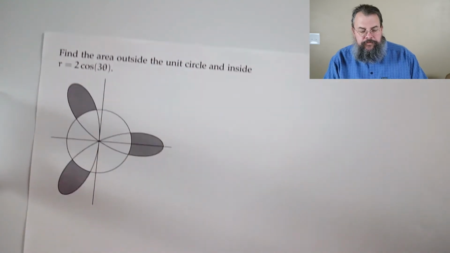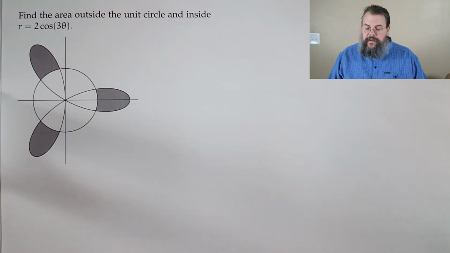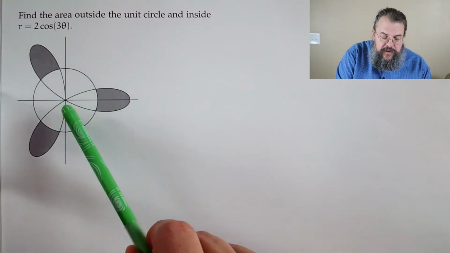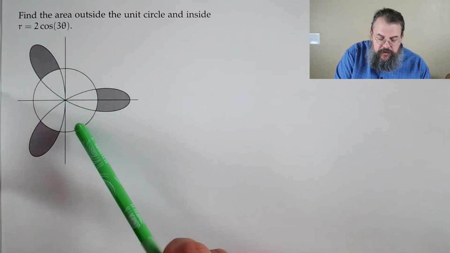Well, our next problem. Find the area outside the unit circle and inside r equals 2 cosine 3 theta. And they shaded it for us so that there was no ambiguity about what they wanted. See, there's these 3 pieces here. So this is the 2 cosine 3 theta. It wraps around as you move around.